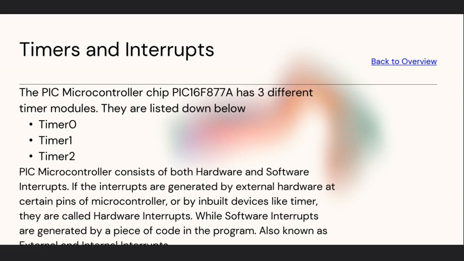PIC16F877A has three different timer modules. They are listed below as Timer 0, Timer 1 and Timer 2. PIC microcontroller consists of both hardware and software interrupts. If the interrupts are generated by external hardware at certain pins of the microcontroller or by inbuilt devices like a timer, they are called hardware interrupts, while software interrupts are generated by a piece of code in the program. They are also known as external and internal interrupts.